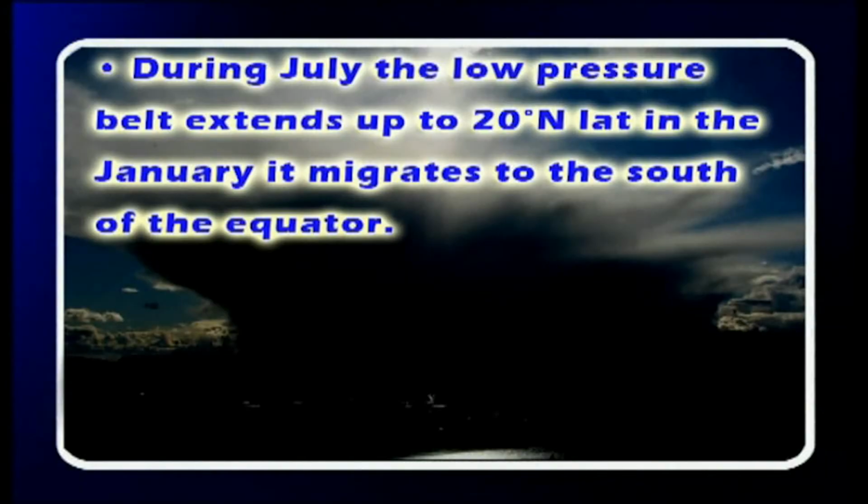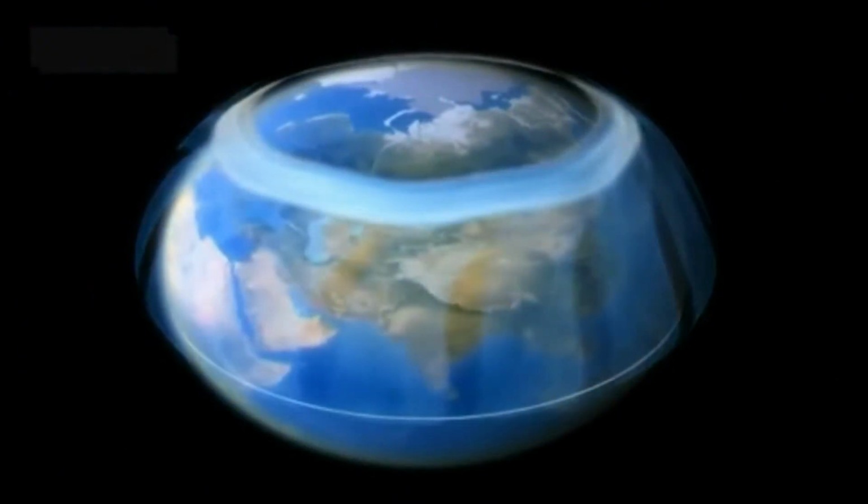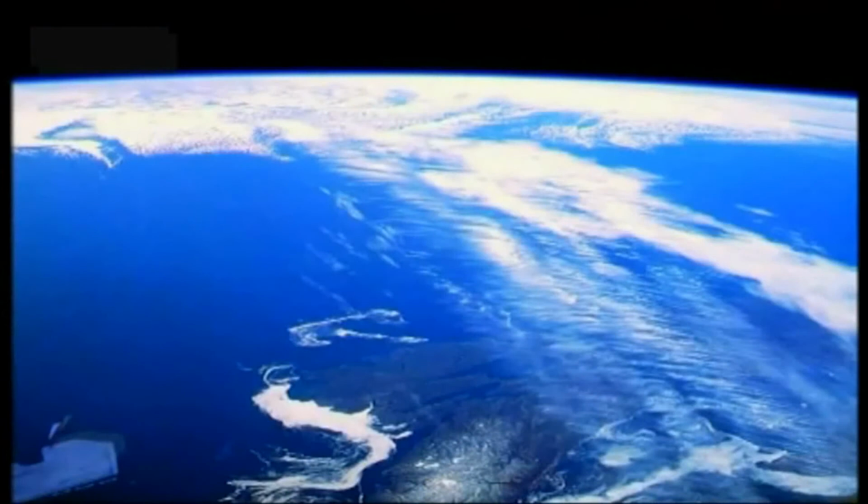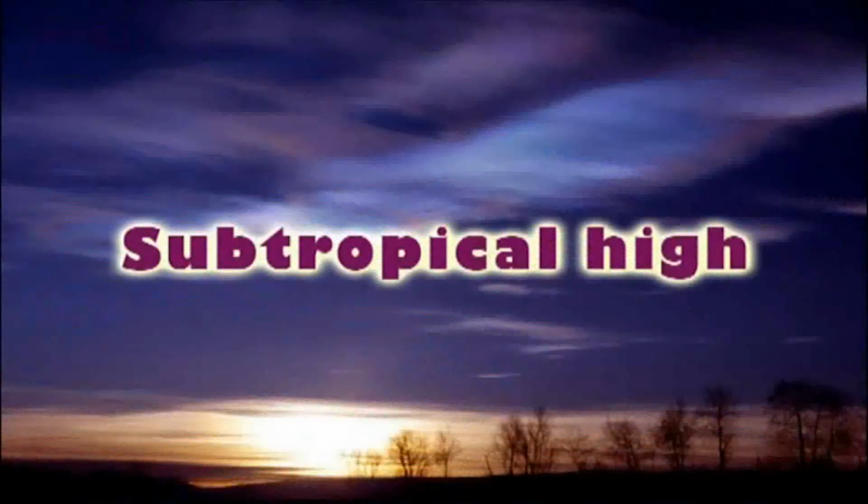During July, the low pressure belt extends up to 20° north latitude. In January, it migrates to the south of the equator. The temperature is high and the pressure is always low. It is thermally produced. The pressure is more uniform than in other parts.